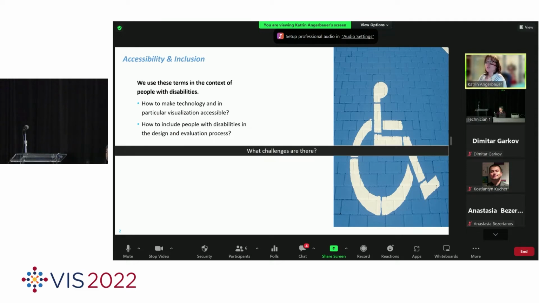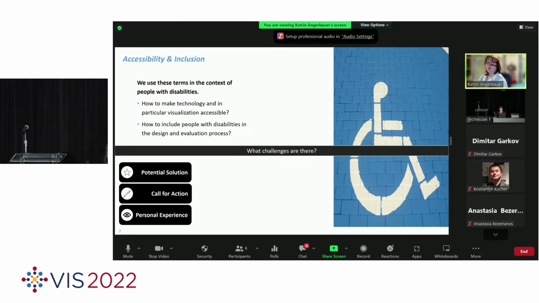Of course, this is not easy, so we're reporting mostly the challenges in our position paper, and we also discuss potential solutions. We outline calls for actions, and as I was born with a mobility disability myself, we also discuss a bit about my personal experience with accessibility, and in particular the lack thereof.